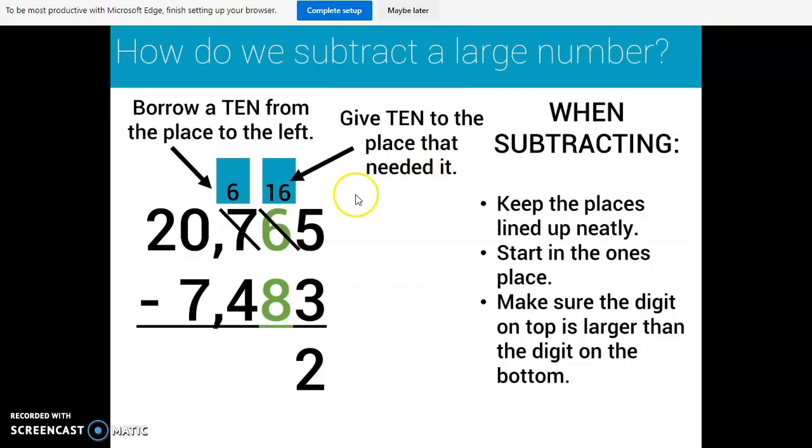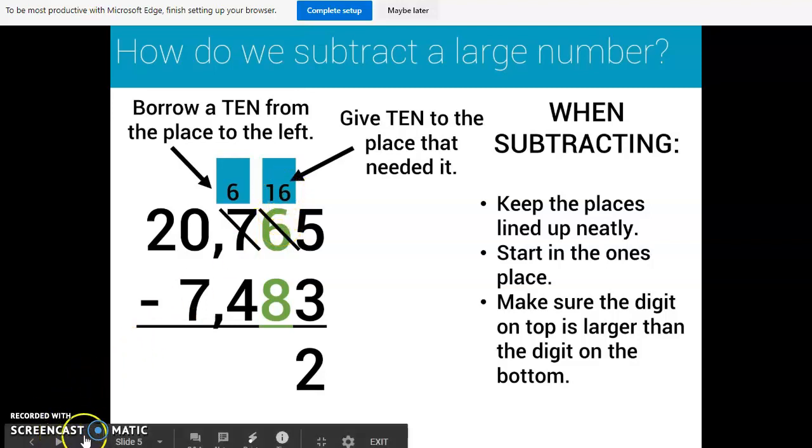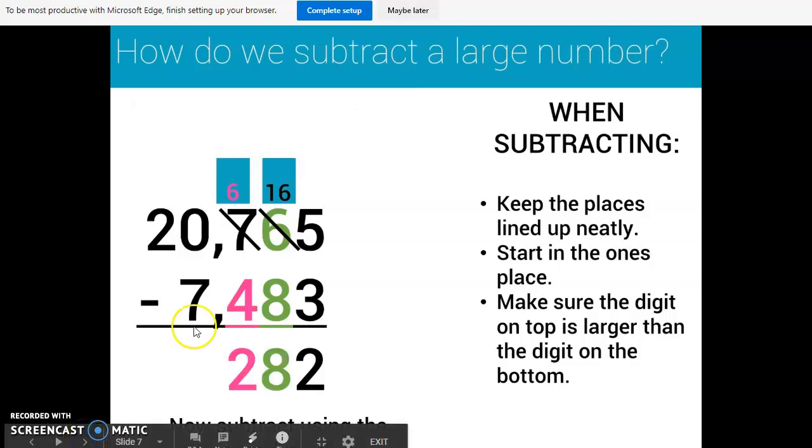Give 10 to the place that is needed. So we took 10 away from 700, and the 6 in the tens place became 16. Then you subtract. And 16 minus 8 is 8. Make sure you place that underneath your tens place. Now, when you look at the 4 in the hundreds place, 4 is less than 6. So you can take 4 away from 6 and you get 2.